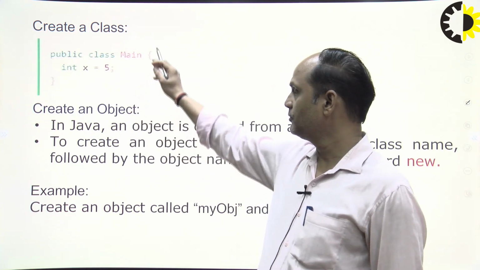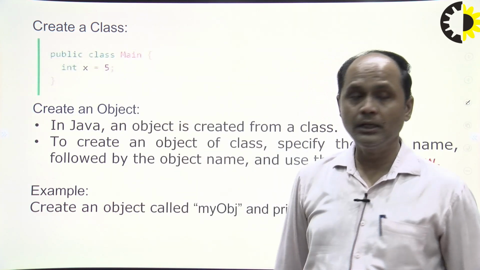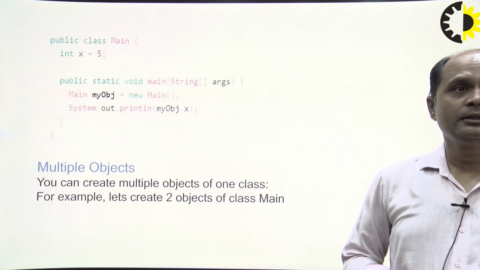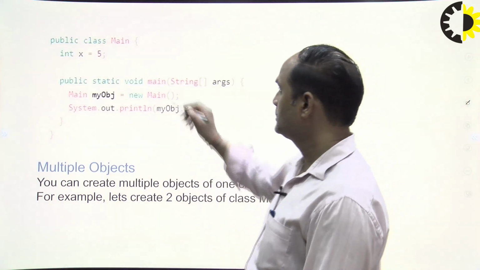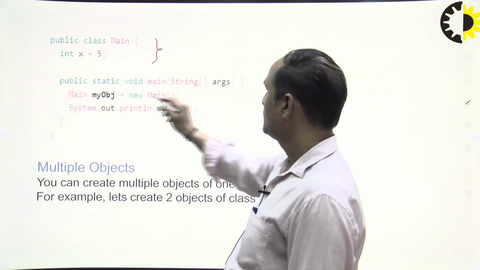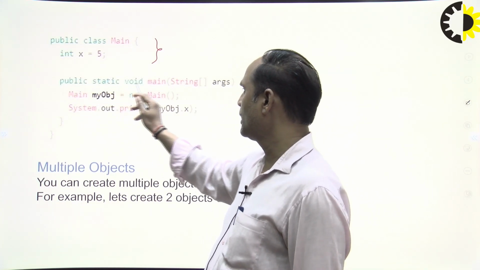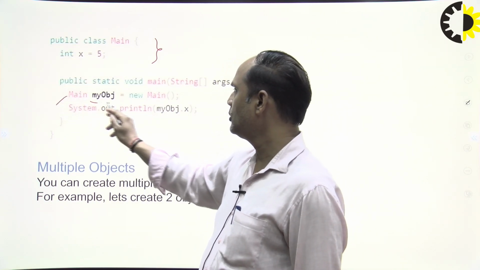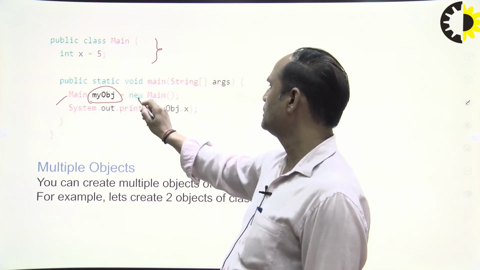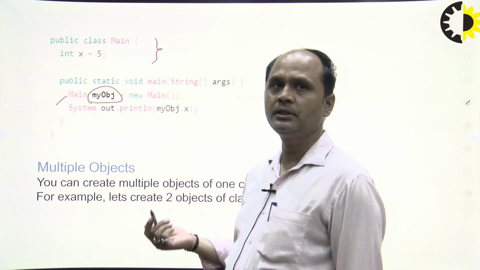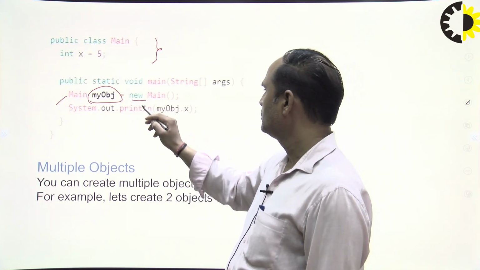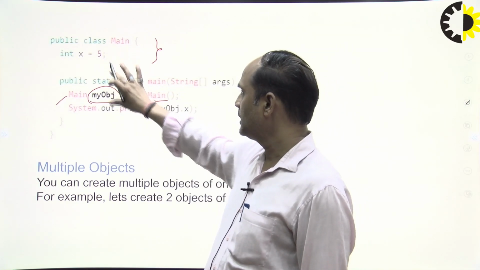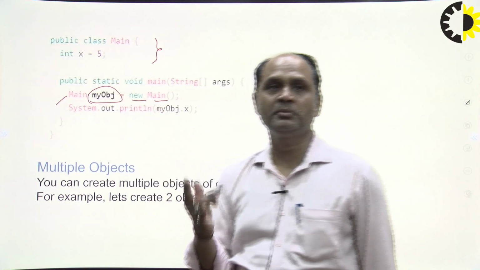Create an object for this particular class. We can create objects by using the new keyword. Suppose this is a class and this is the syntax: public static void main(String args), and Main myObj. That is called an object. New is the keyword that is used to create the object, and Main() is the constructor call of that particular class. This is a class and this is the object creation of that class.